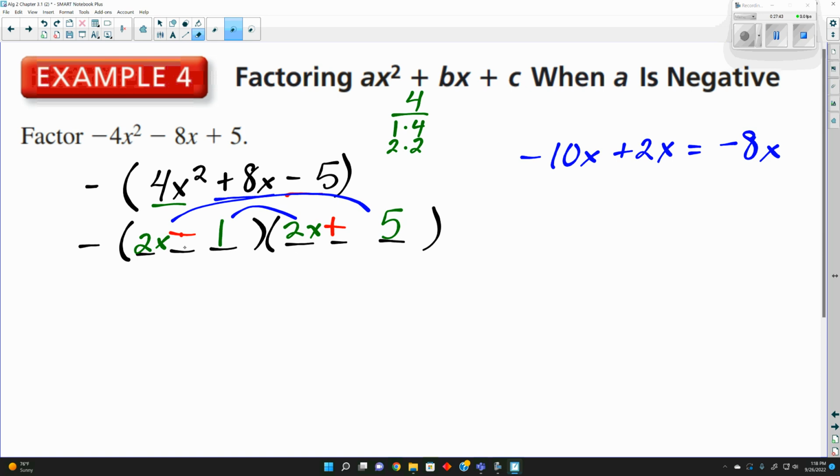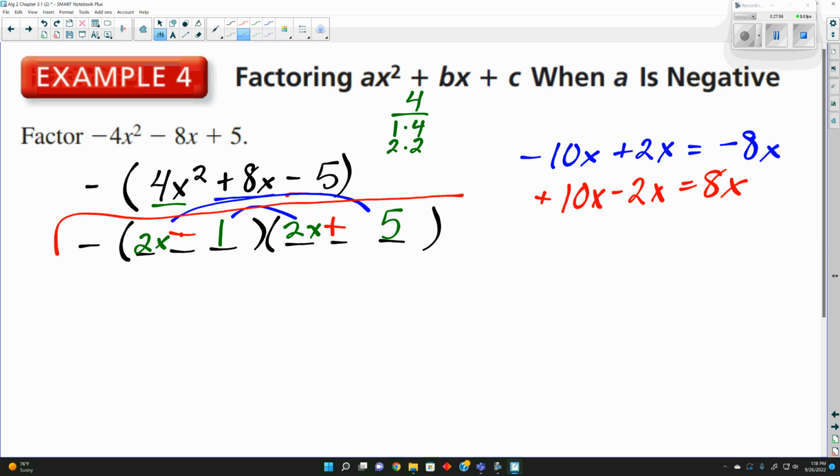So we get this here, which would tell us we'd have positive 10x minus 2x is equal to 8x. And that's it. Any questions on any of this? Do we need to see another example of one of these?